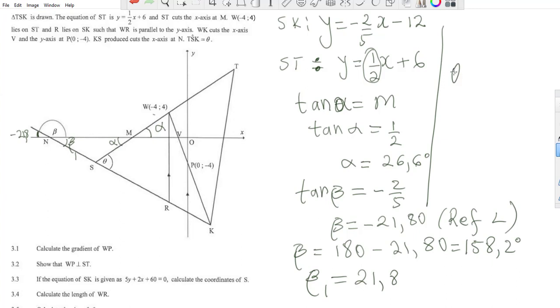So what will now be the angle theta? The angle theta will be 26.6 plus 21.8. So this is what we call the exterior angle. Here it will give you 48.4 degrees. So the reason why we add them is that we say exterior angle in a triangle.